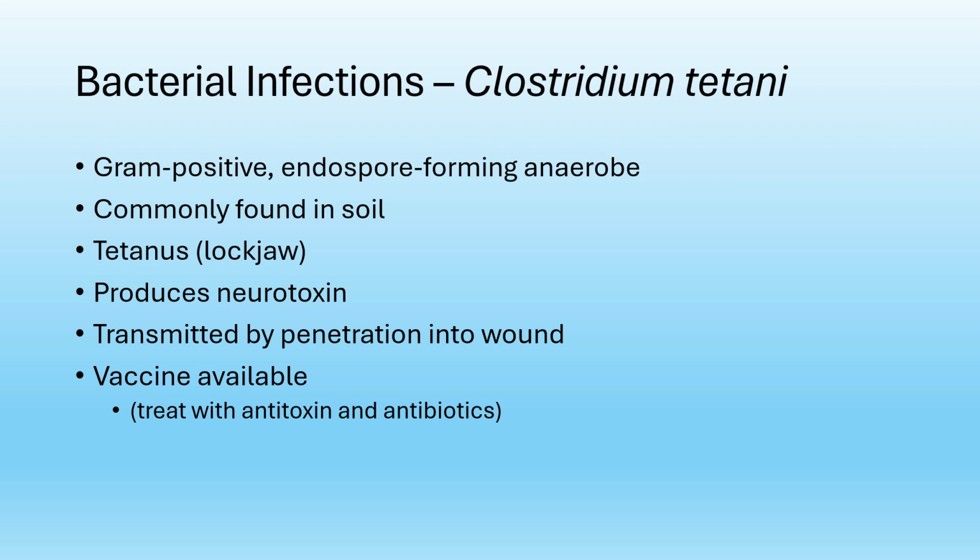It can be transmitted a couple different ways, but if you have a wound, it can penetrate into that wound. So you might be thinking, well, if it's transmitted that way, why is it not considered with the skin? That's the port of entry, but the effect is on the nervous system. There is a vaccine, the tetanus vaccine, that is available, and if somebody contracts it, you can give them an antitoxin, because the effects are due to a toxin that is released by Clostridium.